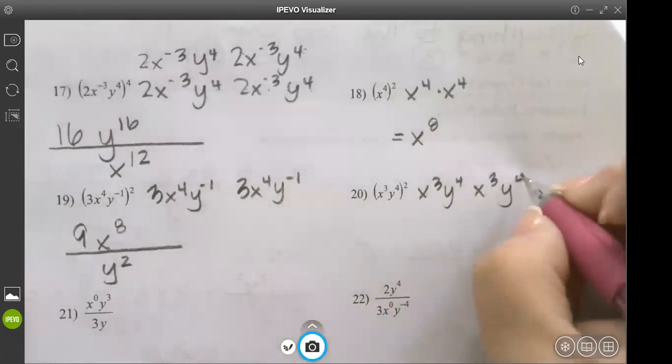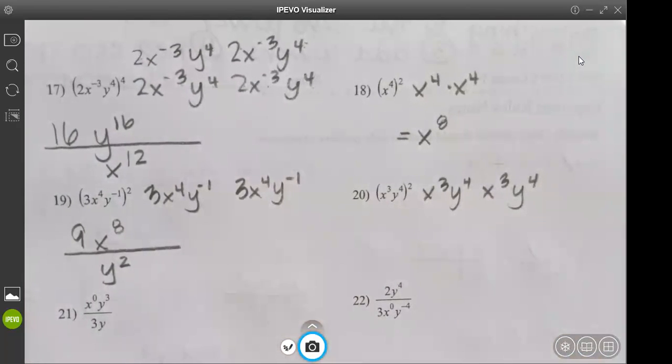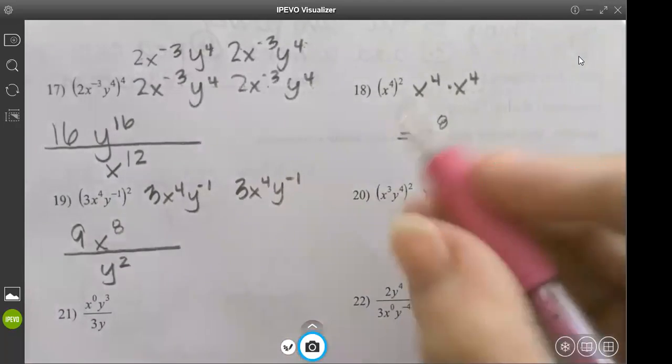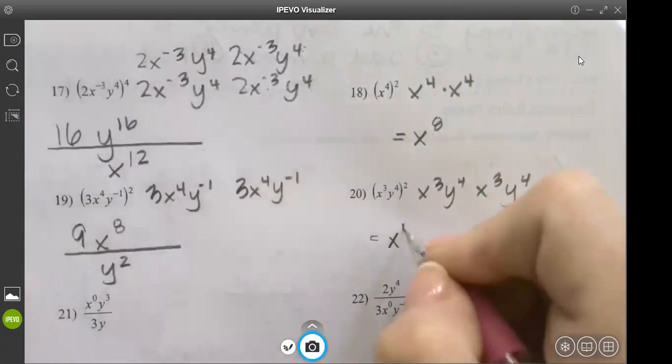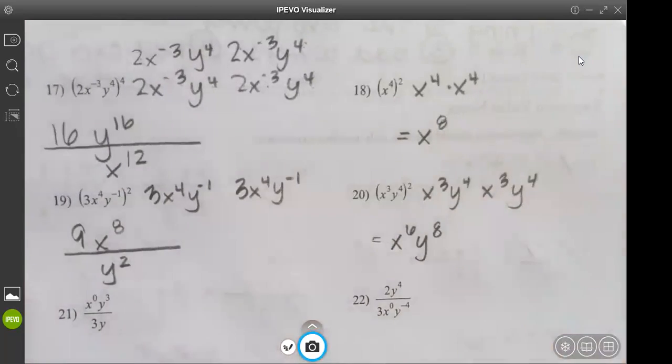Write it twice, x to the 3rd, y to the 4th, 2 times. There's no negatives, so we don't need to make the bar. We just put them together. How many total x's do you have? How many total Ys? There you go.